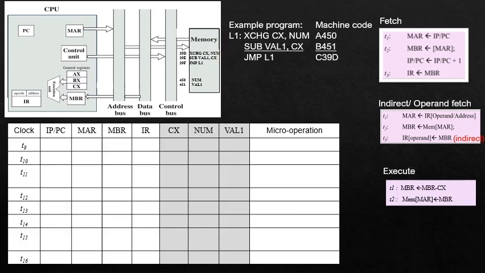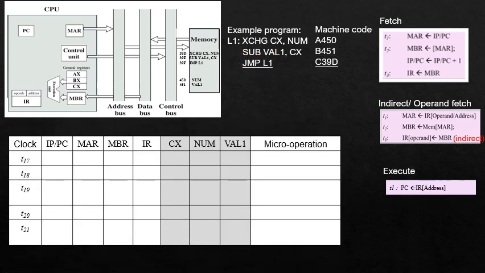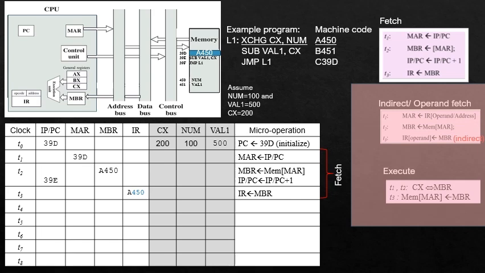Besides, we will continue the table to show the register changes with the micro operations happening for the second instruction, and each instruction consists of fetch, indirect, execute. Sub also consists of fetch, indirect, execute. So you need to list down the correct sequence of the micro operations and the changes that happen to the registers. Okay, same goes to the third instruction, but the third instruction doesn't consist of the indirect operand fetch subcycle, as mentioned. Okay, now let's start with the first instruction, exchange CX and num.